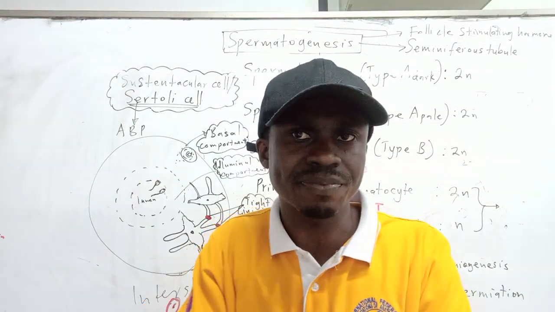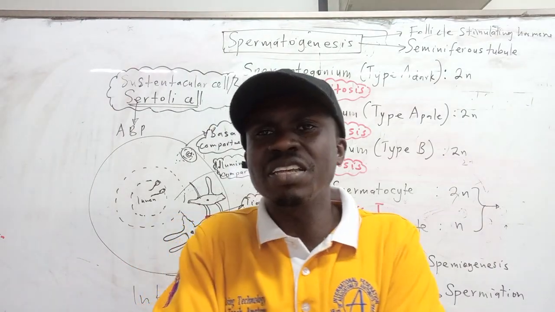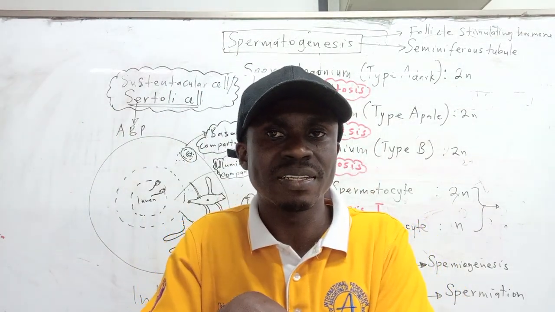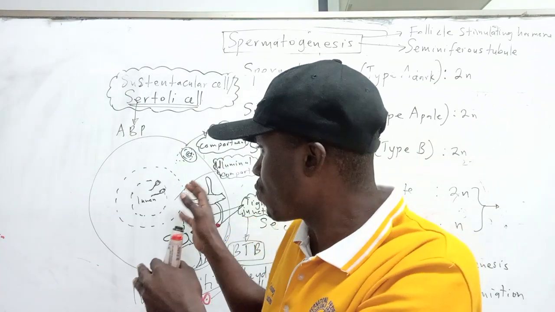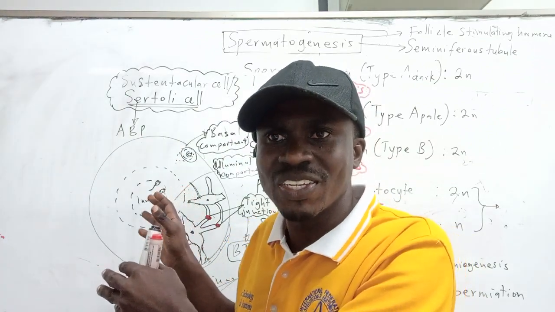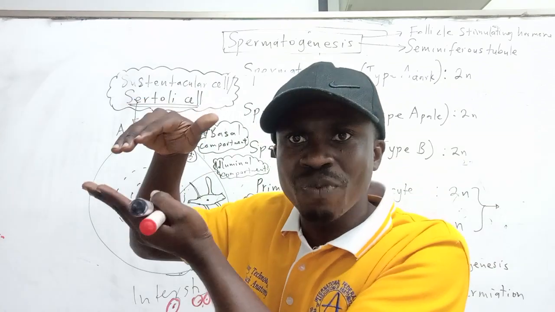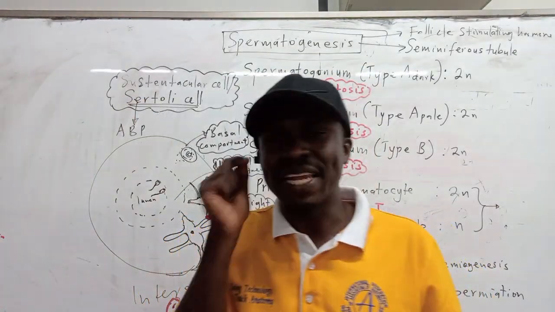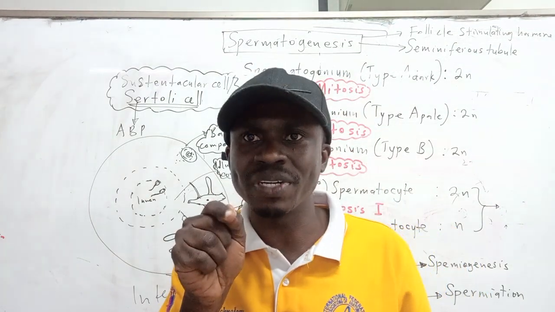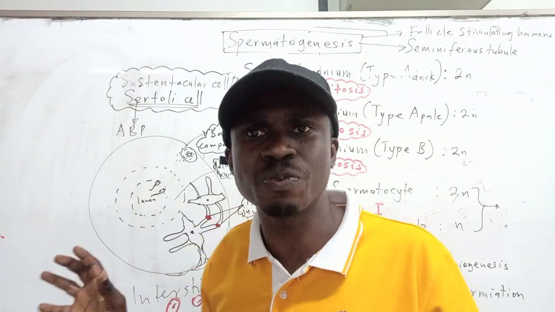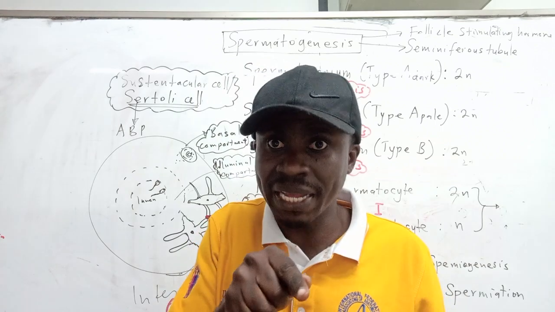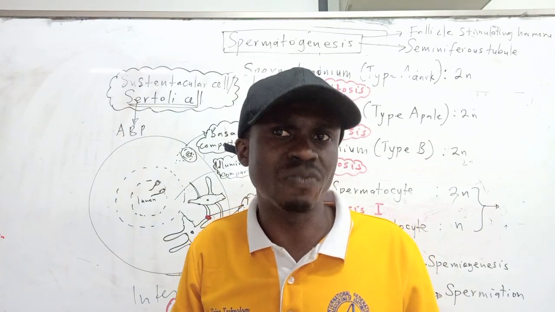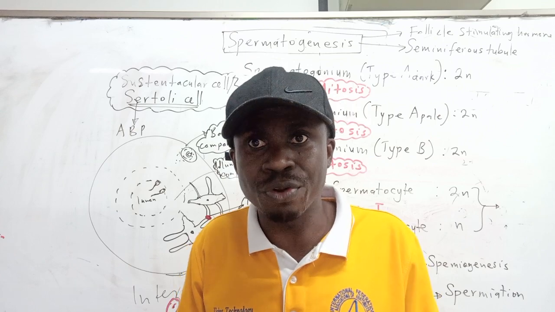With the help of the testosterone fluid, they will move all the way and go into what we call the epididymis. Now remember something: the epididymis has a head, a body, and a tail. The head is very proximal to the testes, so that's where they will naturally be first. Later they will go into the body, then later into the tail. In other words, the most functional spermatozoa will be in the tail.